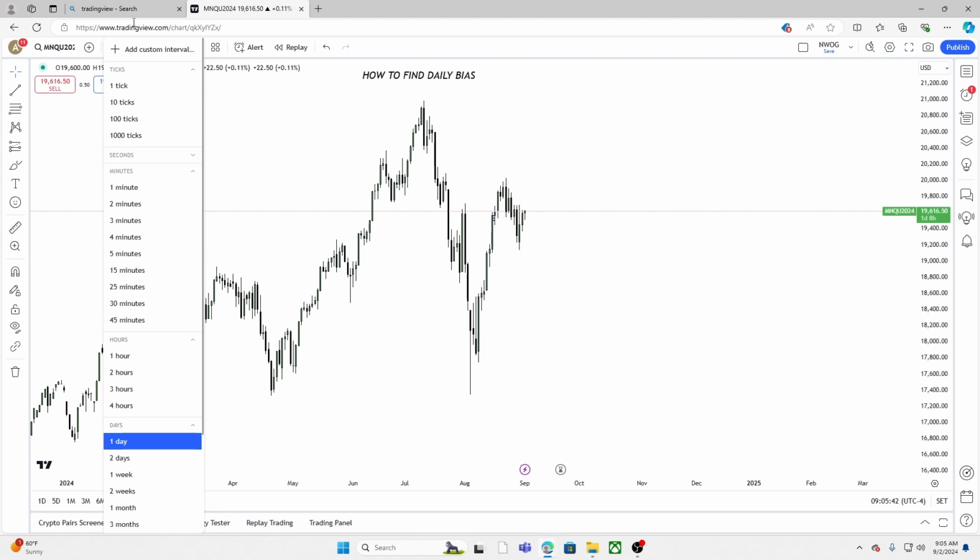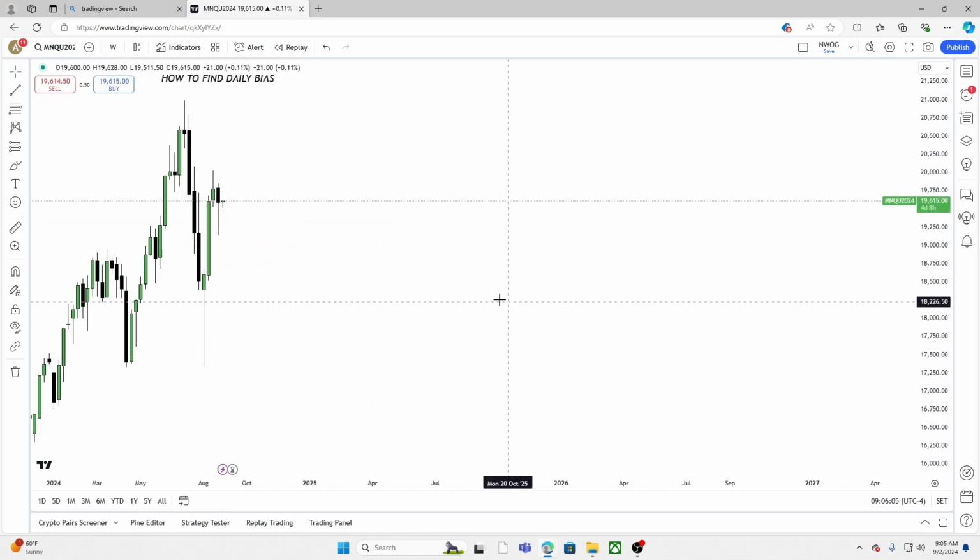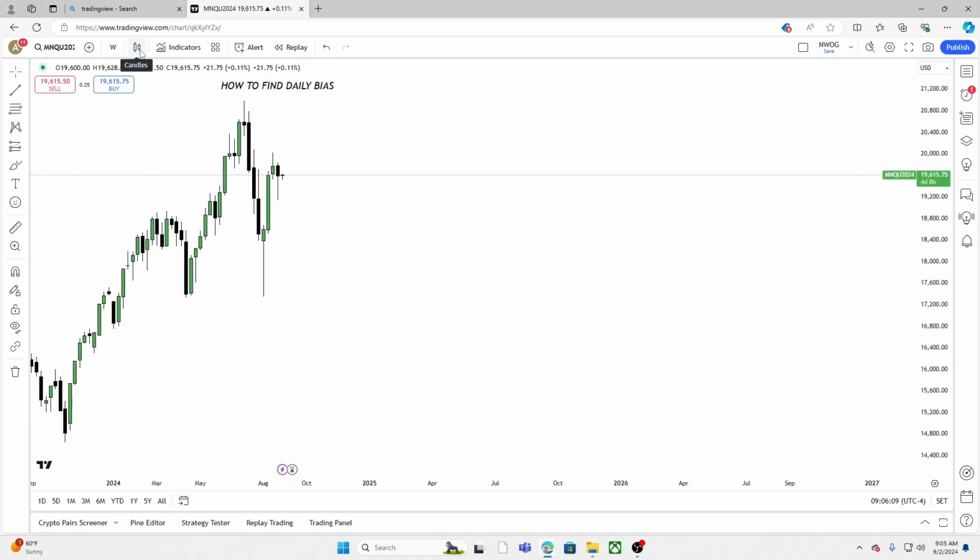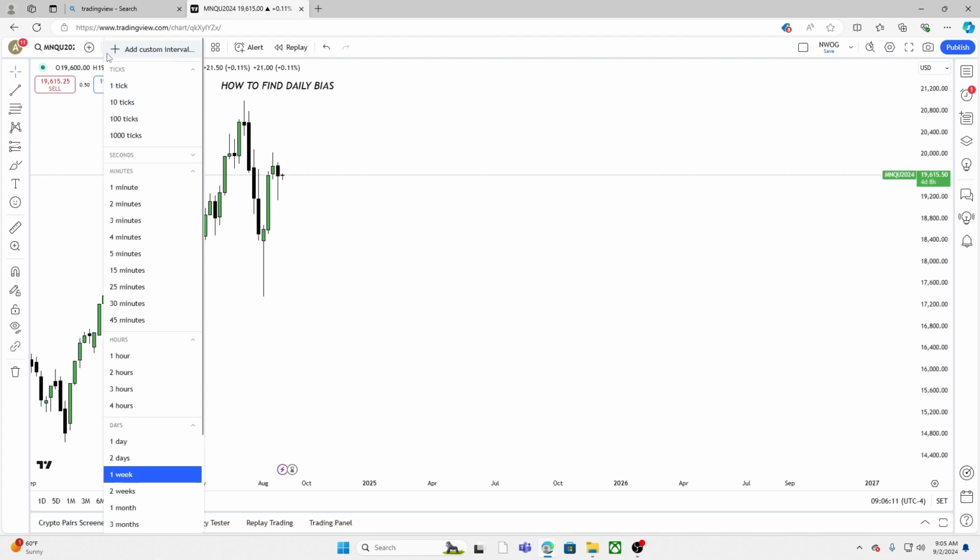First, what I would like to do is go look at the weekly chart. And by the way, if you don't know what market this is, this is NQ on the futures market. Right here we've got the micro NQ, the September contract letter, 2024. So how to find daily bias. It's a Monday right now, so this is perfect.